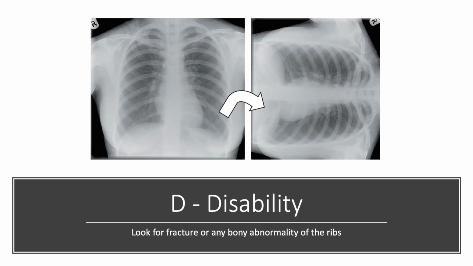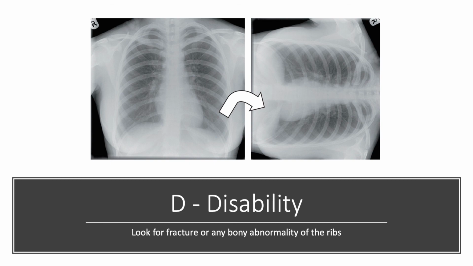D stands for disability. Look for any fracture or bony disability of the ribs. If you look at the photo on the slide, the radiograph was rotated 90 degrees. This is done because when you look at the radiograph normally, your eyes are trained to look at the anatomy of the lungs and the heart. However, rotating the image tricks your brain and your eyes tend to focus on the more dense parts such as the ribs and other bones, making it easier to spot a fracture or bony abnormality.